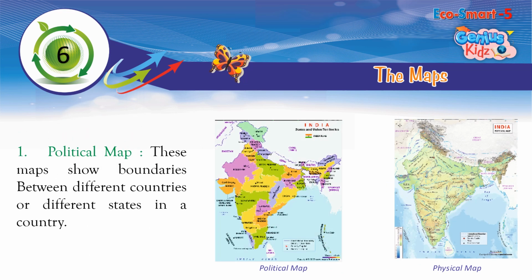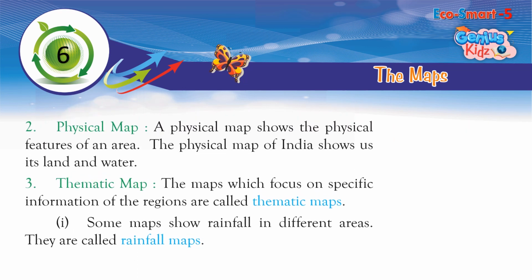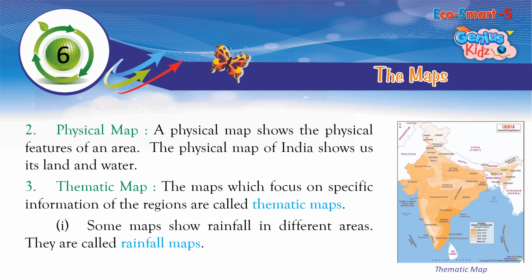1. Political map. These maps show boundaries between different countries or different states in a country. 2. Physical map. A physical map shows the physical features of an area. The physical map of India shows us its land and water. 3. Thematic map. The maps which focus on specific information of the regions are called thematic maps.